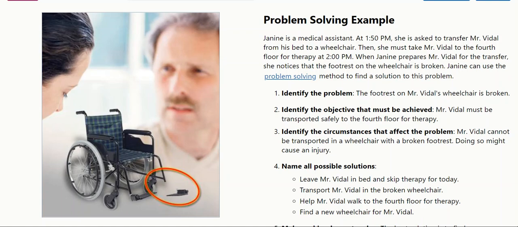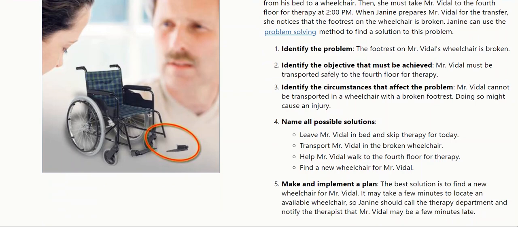Name all possible solutions. Leave Mr. Vidal in bed and skip therapy for today. Transport Mr. Vidal in the broken wheelchair. Help Mr. Vidal walk to the 4th floor for therapy. Find a new wheelchair for Mr. Vidal. Make and implement a plan. The best solution is to find a new wheelchair for Mr. Vidal. It may take a few minutes to locate an available wheelchair, so Janine should call the therapy department and notify the therapist that Mr. Vidal may be a few minutes late.